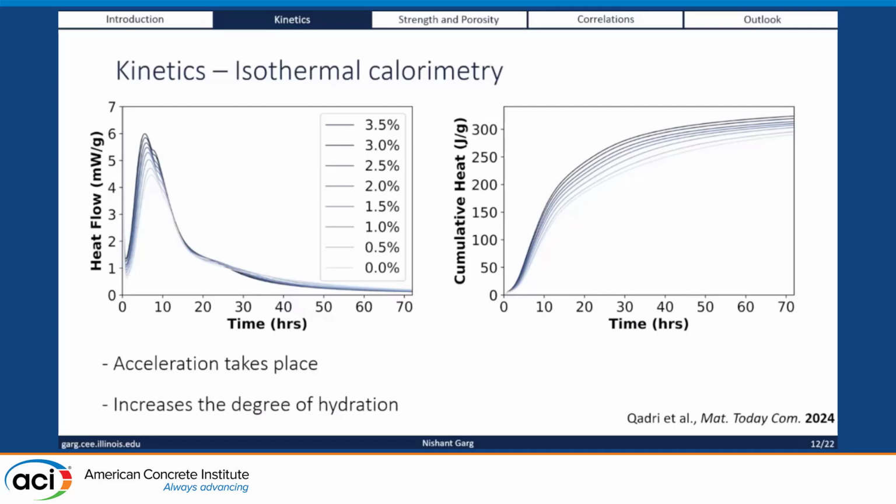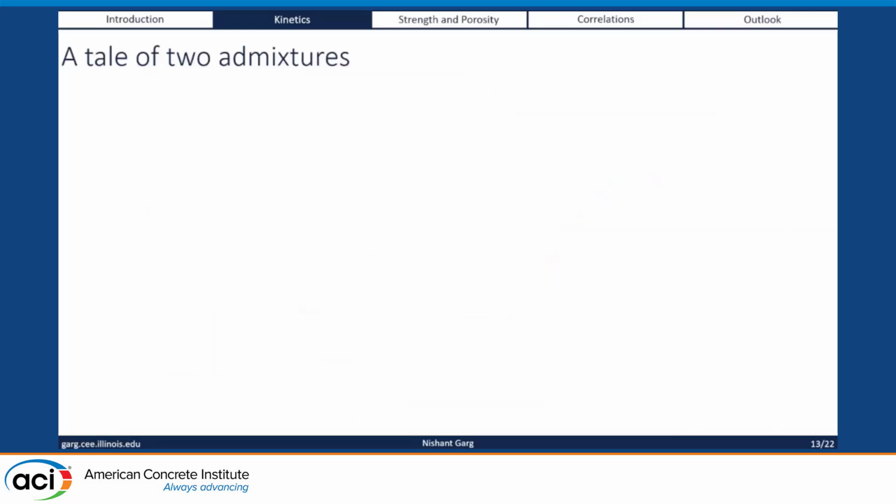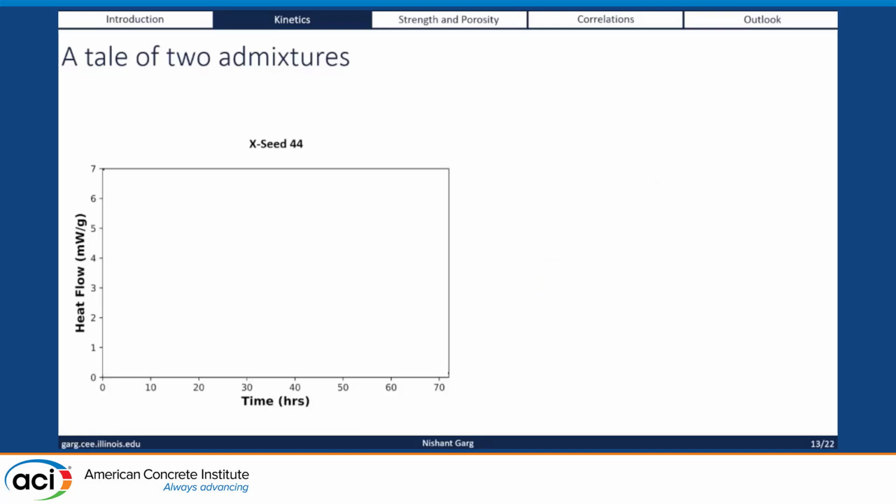If you look at the cumulative heat, the rise is around maybe 40 to 50 joules, which is about 10 to 15%. Then the other thing is, if you look at the 2 admixtures here, the interesting thing is that they also behave a little bit differently. One of them seems to accelerate things, and one of them seems to slow things down.